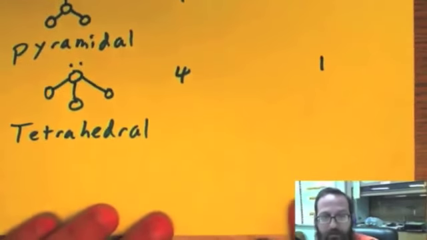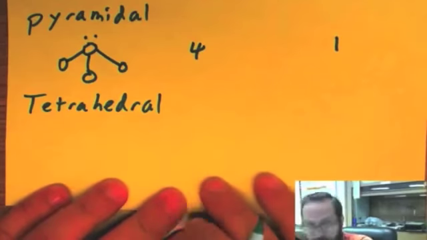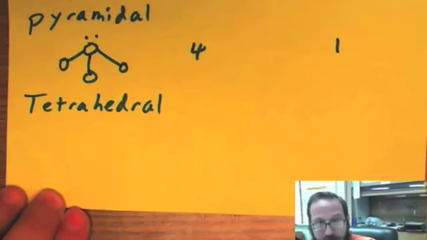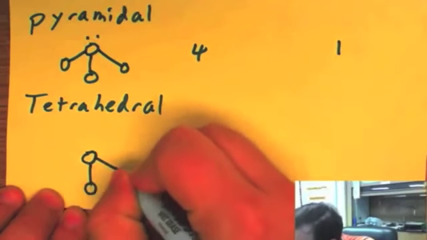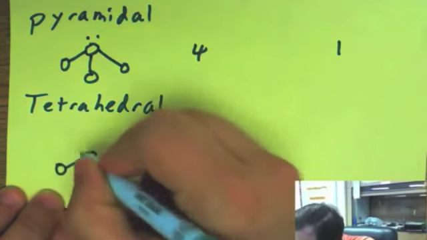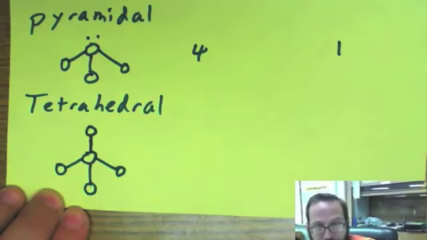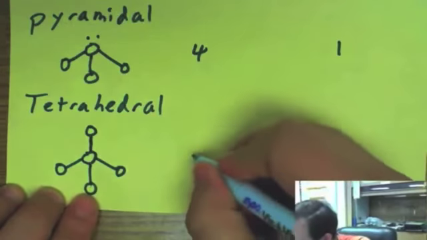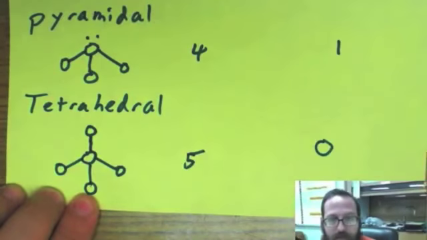And then there's the tetrahedral. The tetrahedral is like the pyramidal, but instead of the 2 electrons on top, it's got a 5th atom on top. So here's my central atom here, 1 coming down, 1 off to the side, 1 off to the side, and 1 on top like that. That means there are 5 total atoms, but 0 central atom electron pairs.